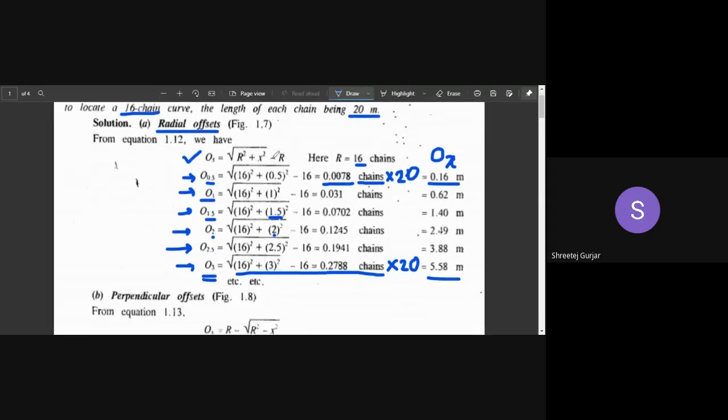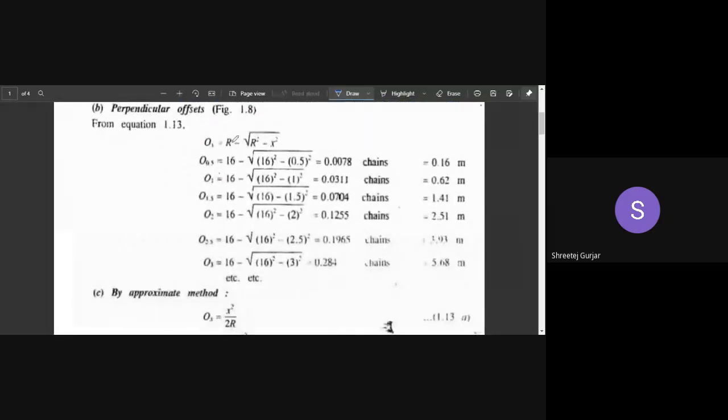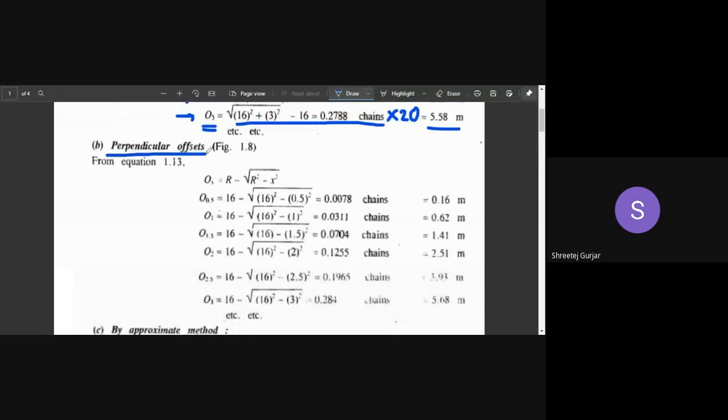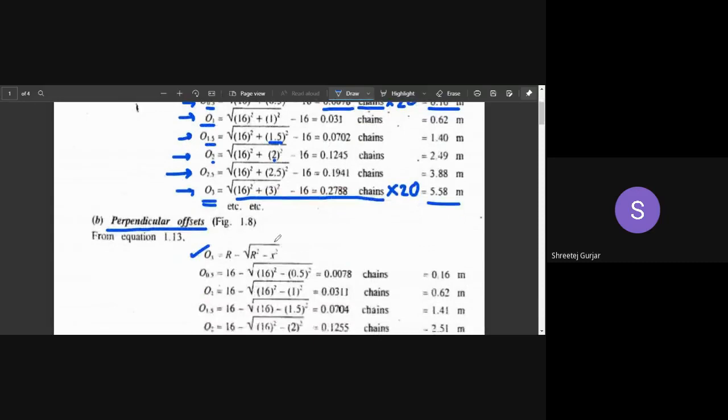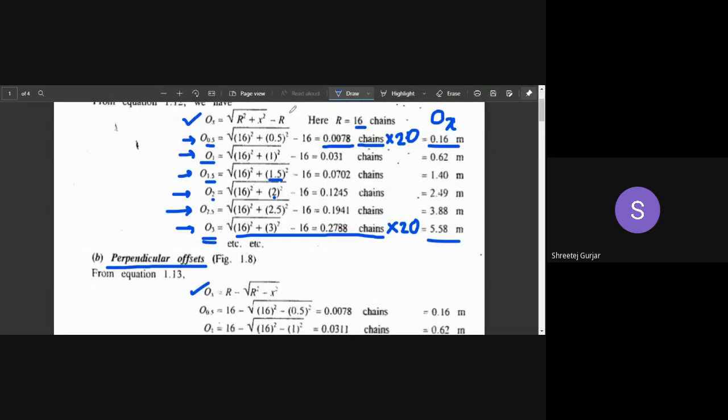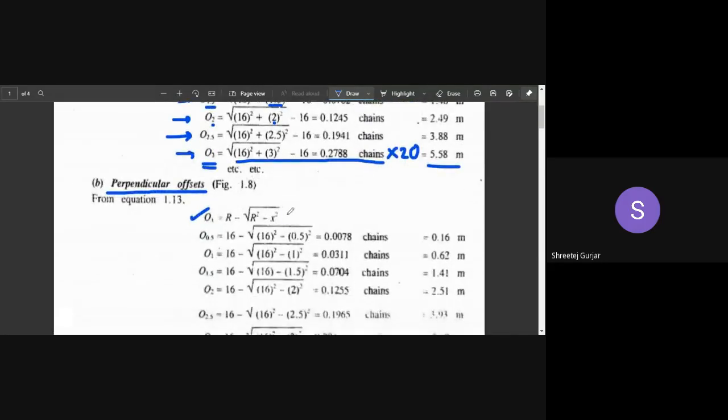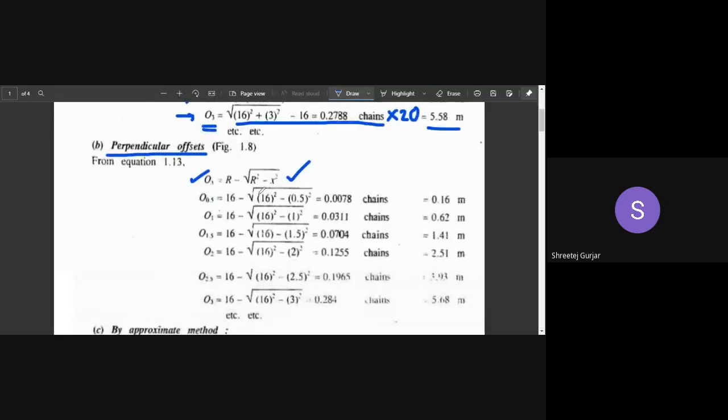Now moving on to one more method wherein we can calculate using perpendicular offsets. For the perpendicular offset we have this particular formula: Ox is equal to R minus square root of r square minus x square. There is a similarity between this formula and the previous formula. The square root term is on the other side, and the r comes first in this perpendicular offset. Here it is plus, here it is minus. Because it is similar, it is easier to remember.